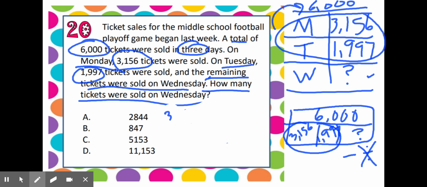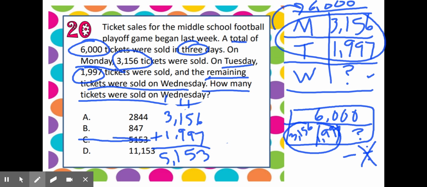So first I'm going to take my 3,156 and my 1,997 and I'm going to add them up. So 7 and 6 is 13. 9 and 1 is 10, plus 5 is 15. 9, 10, 11, 3, 4, 5. So we got 5,153, but don't fall for that banana because I still have my second step. After I add them, I still have to subtract it from the total. But you better believe they're going to have that choice there to make you fall, see if you'll fall for it. So don't fall for it. You still got to do your second step.